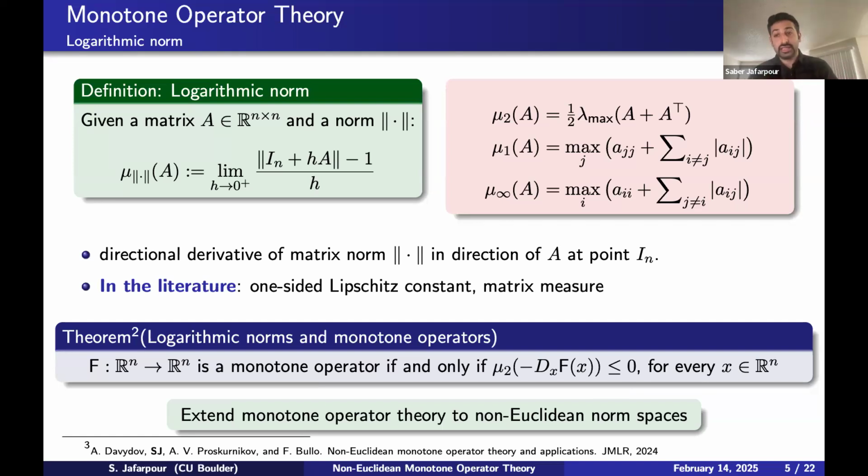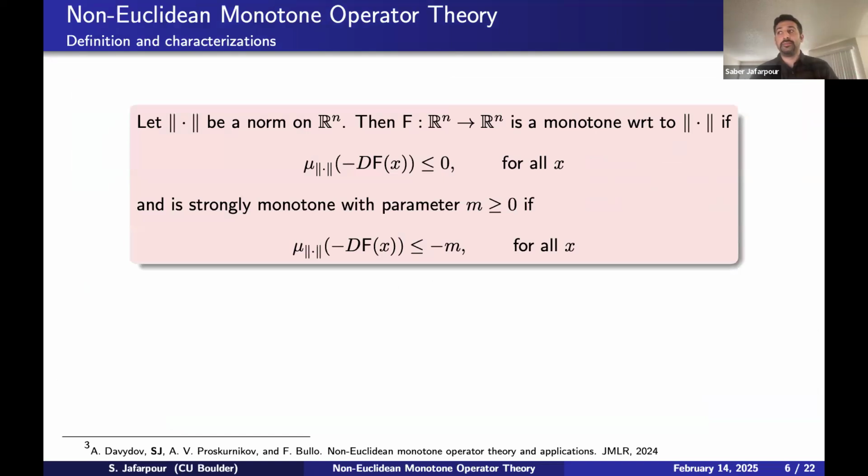Now, if we want to extend this to non-Euclidean norms, we can define monotone operators with respect to non-Euclidean norms like this. Let this be a norm on Rn. Then an operator is called monotone with respect to this norm if it satisfies this condition: the logarithmic norm of minus df is negative. And it is strongly monotone if the logarithmic norm of minus df is less than minus m, with some parameter m, right?